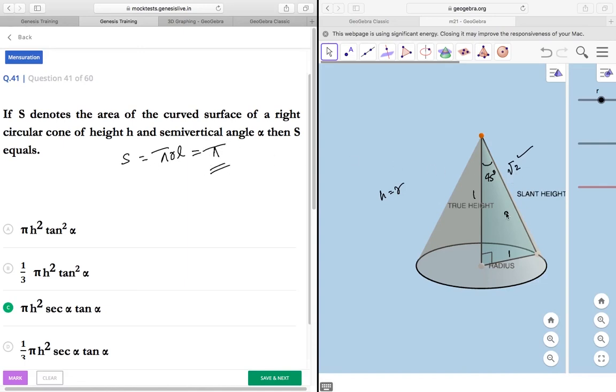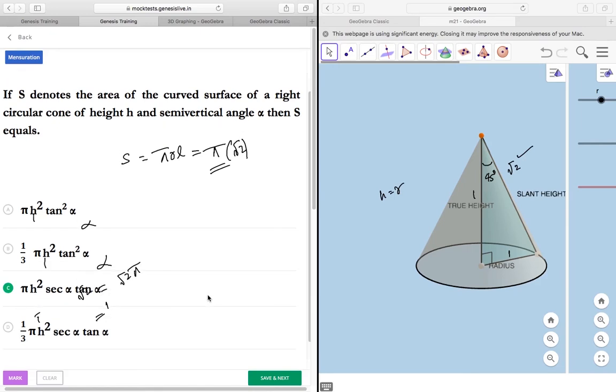Pi into root 2, because L is root 2. So root 2 pi. Now if you look at the options, tan alpha is 1, you will not get this. This is also 1, this is 1/3 of something, you will not get that. And because h is also 1, there is no root 2 part. So that's why I'm eliminating those. Then you can see there are two options with secant alpha. Secant 45 is root 2, correct? And tan alpha becomes 1 in the case of 45 degree, and h is anyways 1. So this is root 2 pi. But here you have 1/3, so that will not be the answer.